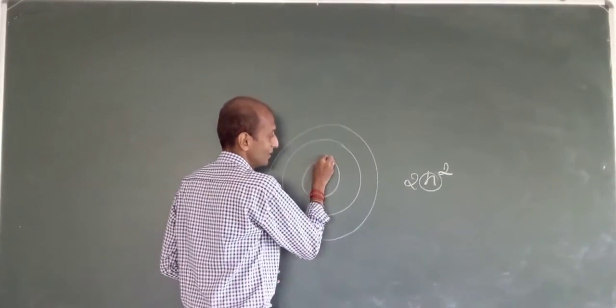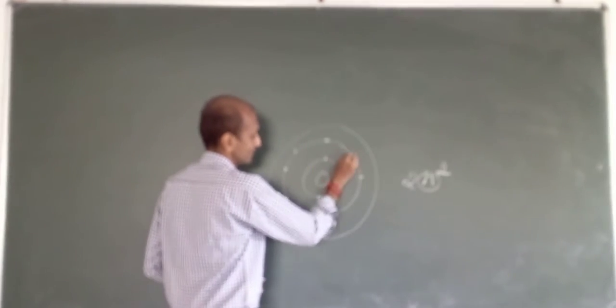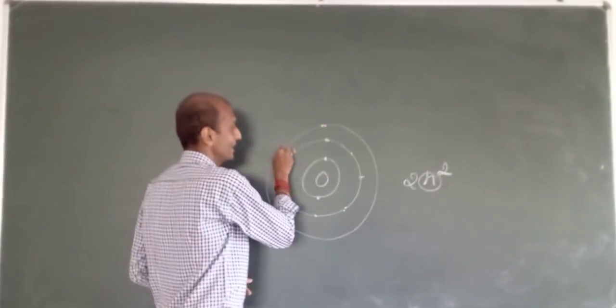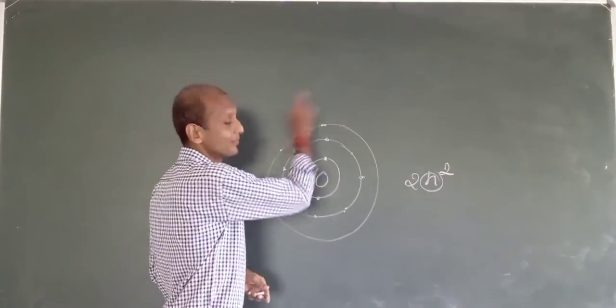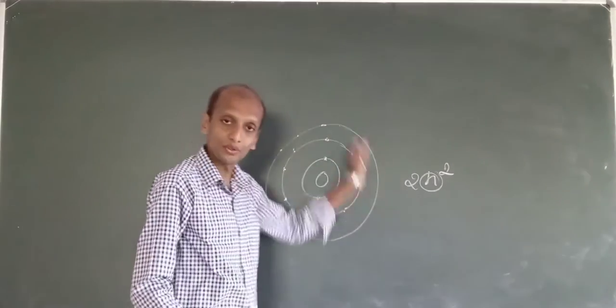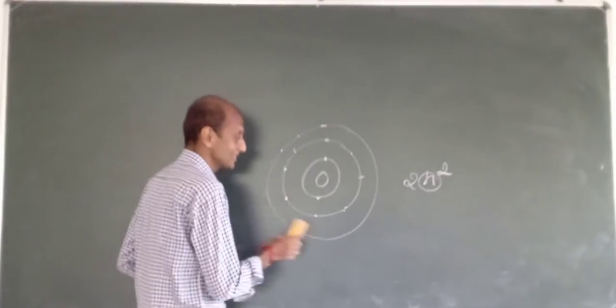So the first orbit can have 2 electrons. The second orbit can have 8 electrons. Likewise, the third orbit can have 18 electrons, and the fourth will go so and so. After all that, I have said one more thing.